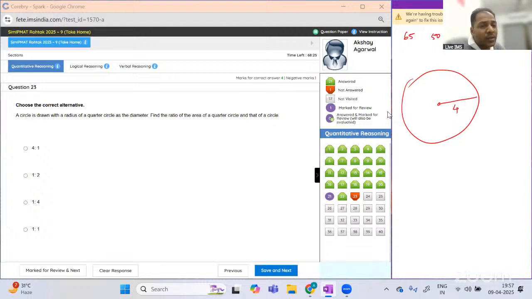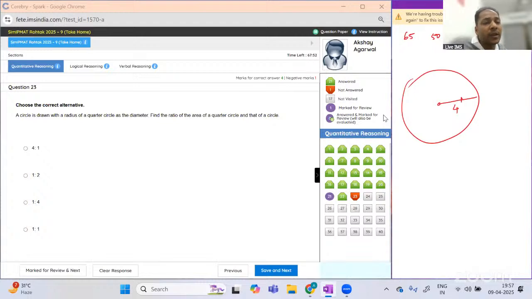Radius of quarter circle as the diameter. So the radius of the quarter circle, if I take it as 1, and if I take that as the diameter, would be 1. If I draw a circle with diameter 1 and the main circle is diameter 8, find the ratio of area of quarter circle to that of, okay, sorry, quarter circle does not matter.